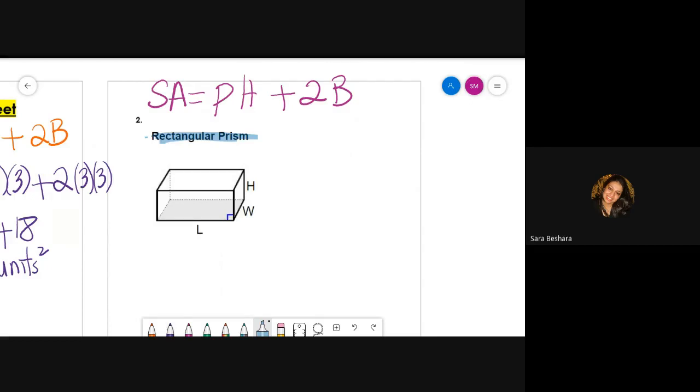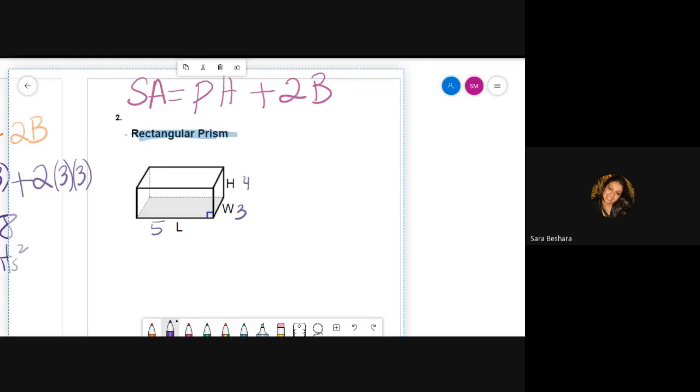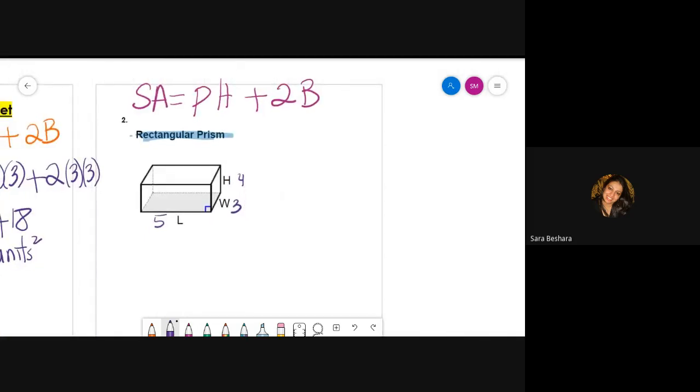I'll do 3 by 4 by 5. So 3 is our W. 4 is our height. 5 is our length. All right. So how do I find the surface area? Let's just zoom out a little bit so you all can see it.